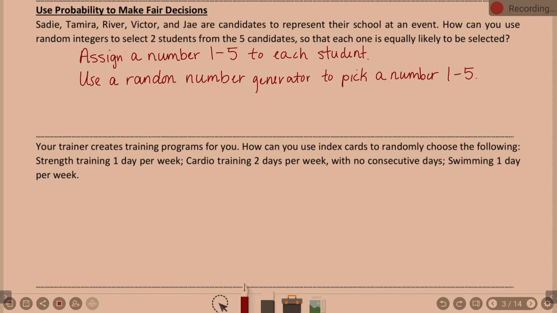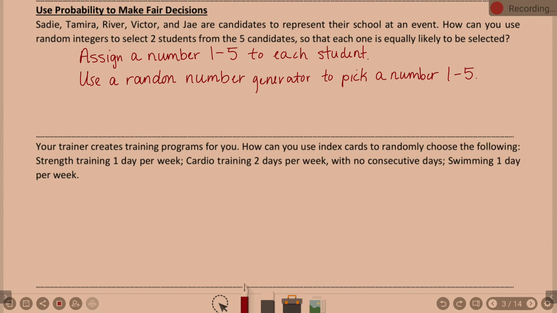I had an idea first hour that was putting days of the week on cards, putting the trainings on cards, and then you're picking a day of the week, picking a training card, and putting them together. That sounded good, where days of the week and trainings are picked, and as long as you don't get cardio 2 consecutive days, then we're good there.